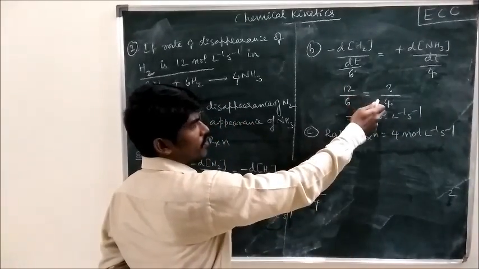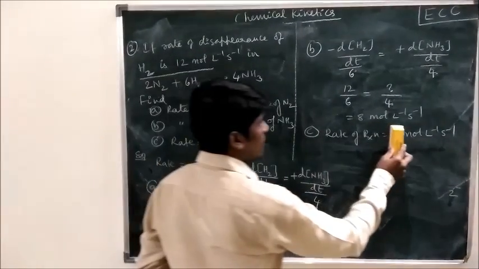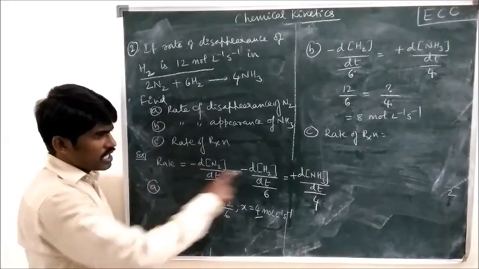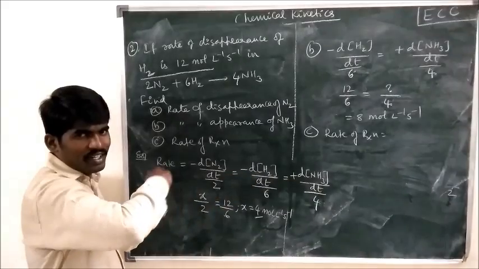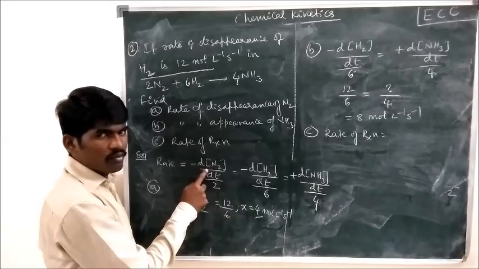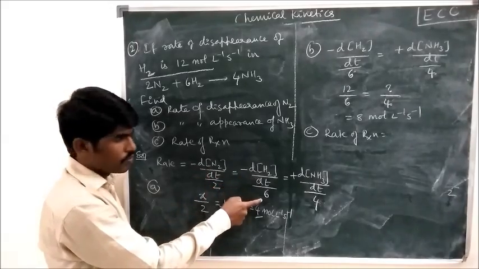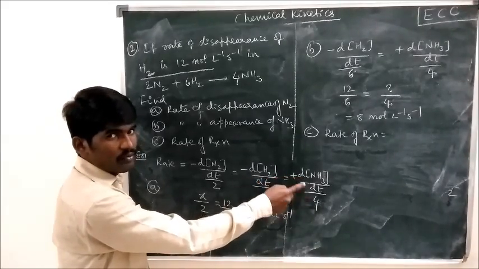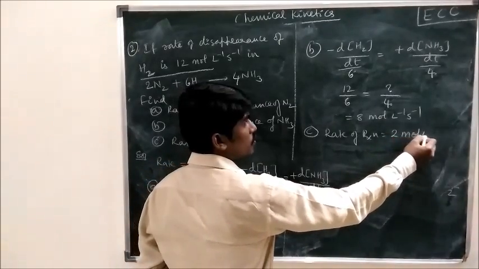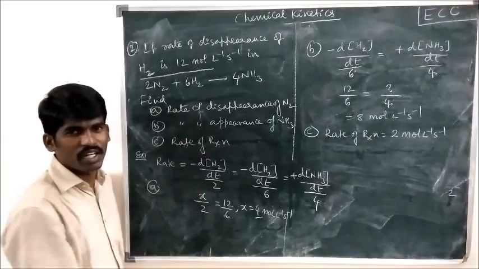What will you get? 4 into 12, 48. Upon 6 will give you 8 mole liter inverse second inverse. Now finally, what you have to calculate? Rate of reaction, with respect to all reagents, reactant as well as product. d[N2]/dt value, how much we got? 4 by 2, 2. It is 12. 12 by 6, 2. And 8 by 4, 2. That means what we got? Rate of reaction is equal to 2 mole liter inverse second inverse. Right? This is the rate of reaction.